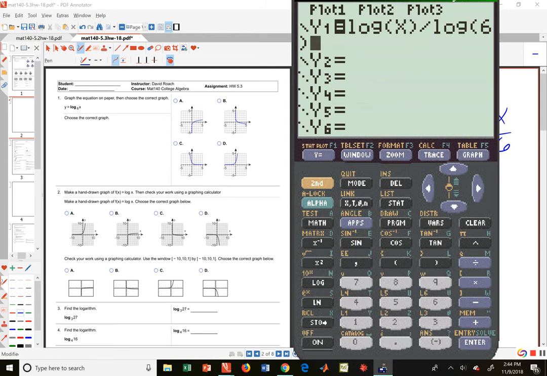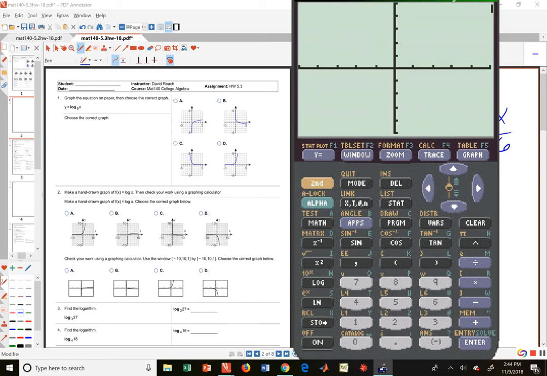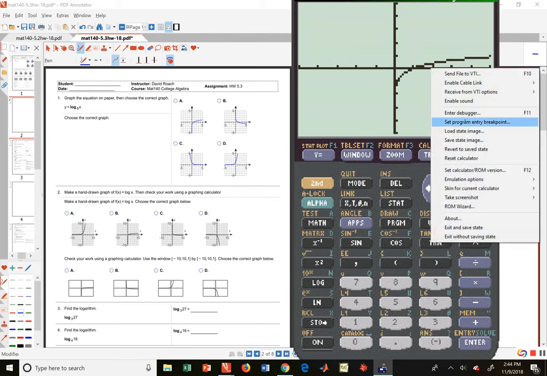And looks like we're on a window that's -5 to 5. So we'll do that. And log base 6 and log base 10 actually look very similar. And there we go. Now it has a vertical asymptote. Let me copy that over here.